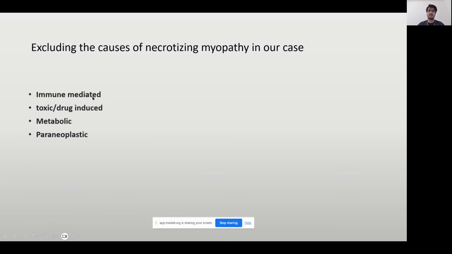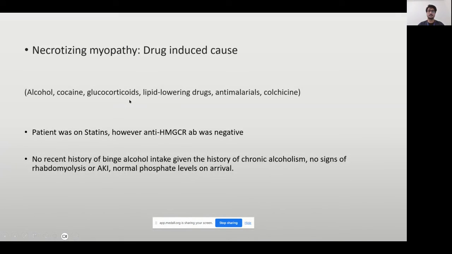Now, the second thing was to rule out whether there's a toxic or drug-induced cause of necrotizing myopathy. In this scenario, what are the toxins that could be causing this? For example, alcohol. He was taking alcohol; he's a chronic alcoholic. Cocaine: there was no cocaine history. He was on lipid-lowering medications; he was not on antimalarials, and not on colchicine. So the patient was on statins. However, the HMG-CR antibody came out negative in this case.